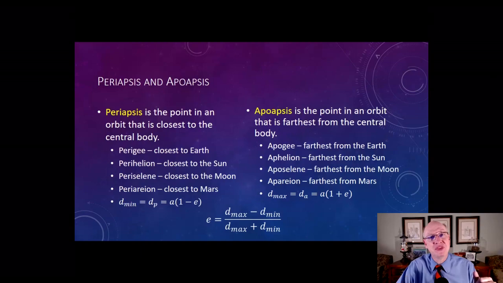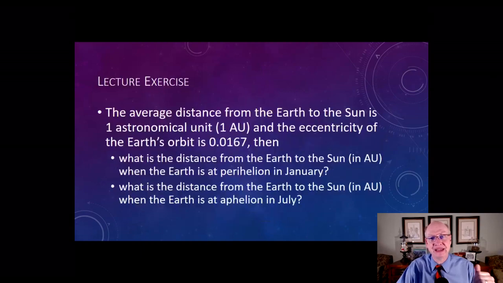All right. Let's put this to use. Let's do some calculations with these. So the average distance from the Earth to the Sun in astronomy is about 93 million miles. It's about 149.7 million kilometers. Or in astronomy, we've defined a new unit of measurement called the astronomical unit, where 1 astronomical unit is the average distance from the Earth to the Sun.